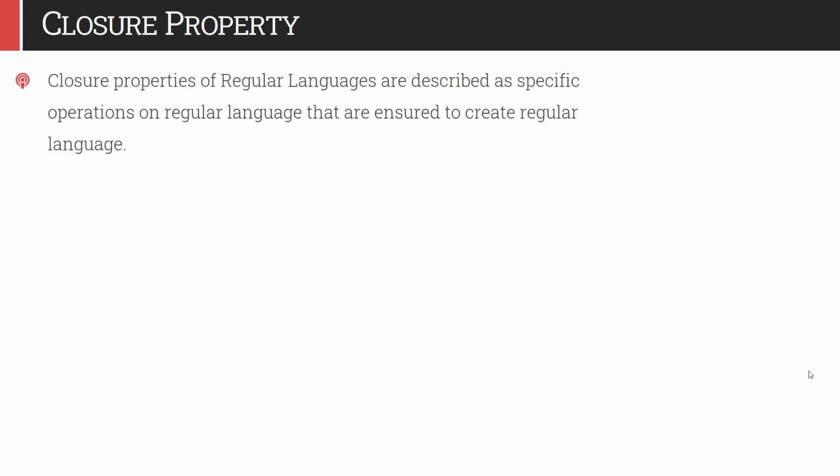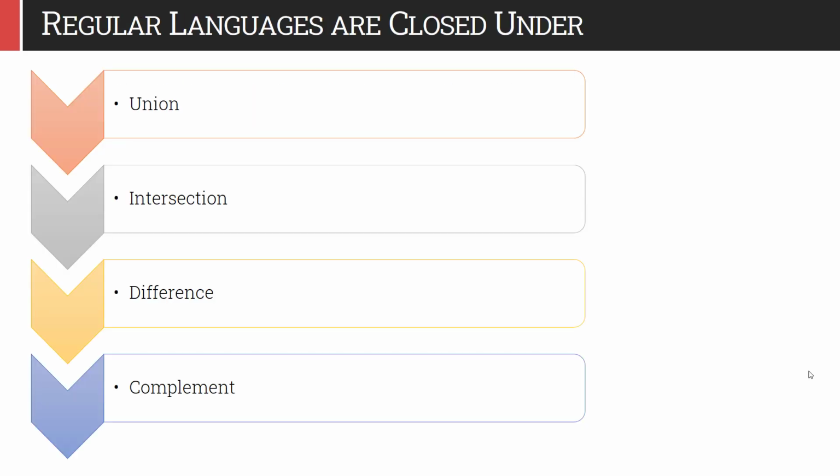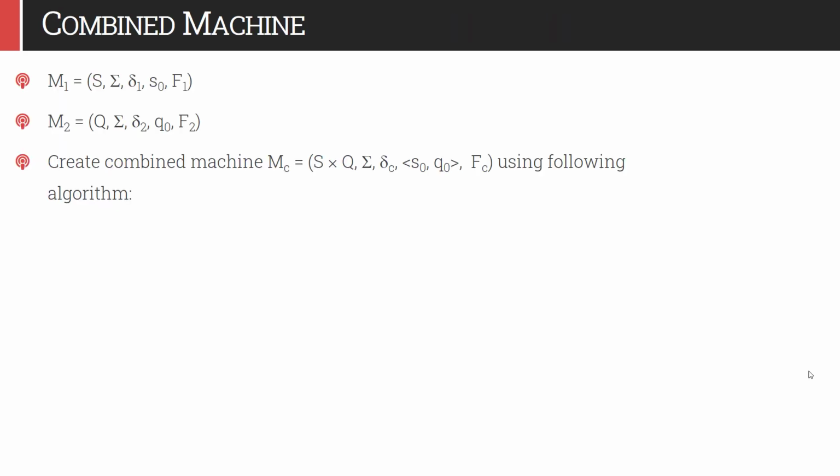Now we will extend our understanding to regular languages. Formally, we can define that closure properties of regular languages are specific operations on regular languages that are ensured to create a regular language. For example, we are given two regular languages and we perform some operation on them, and if the generated language is also regular, then we can say regular languages have a closure property for that particular operation. So regular languages are closed under union, intersection, difference and complement, and we are going to discuss all of them one by one. So let's start.